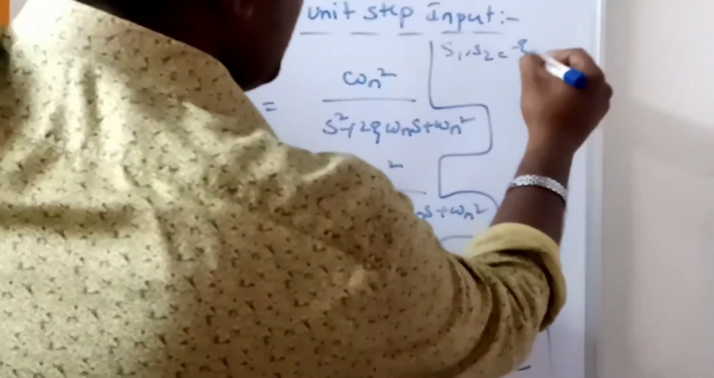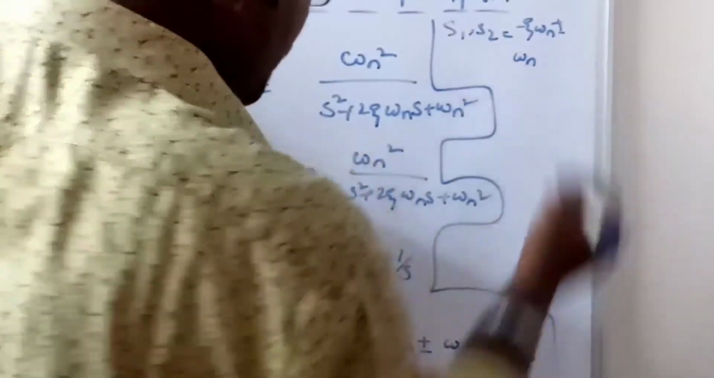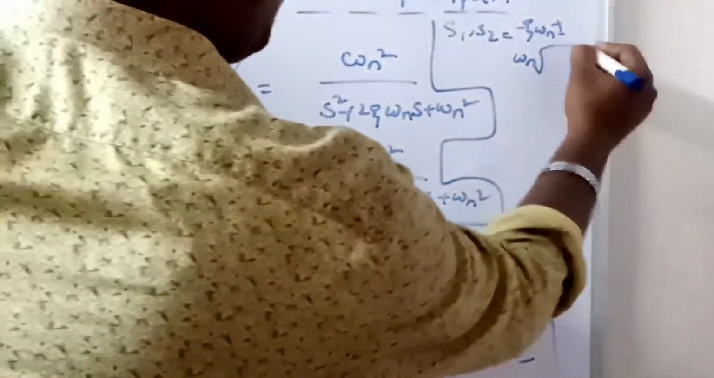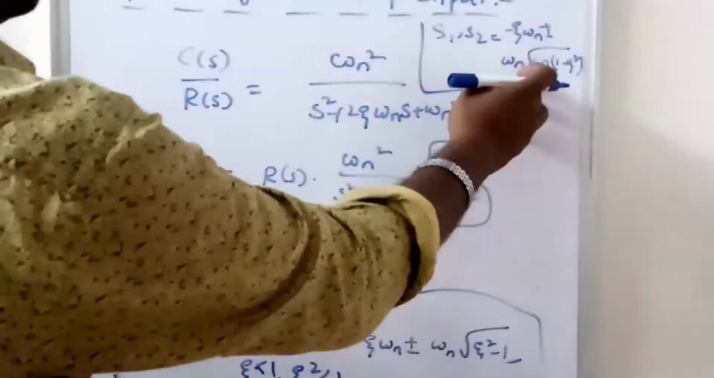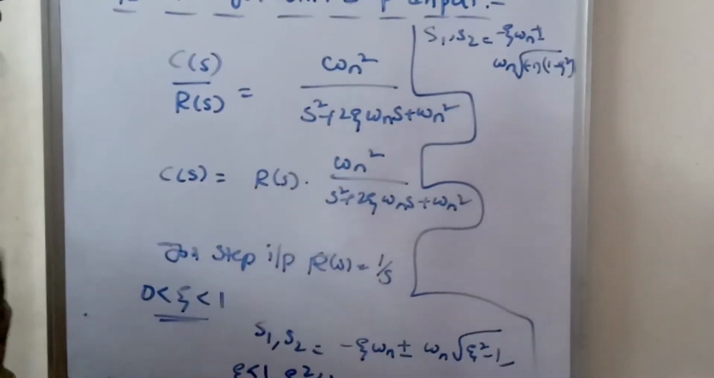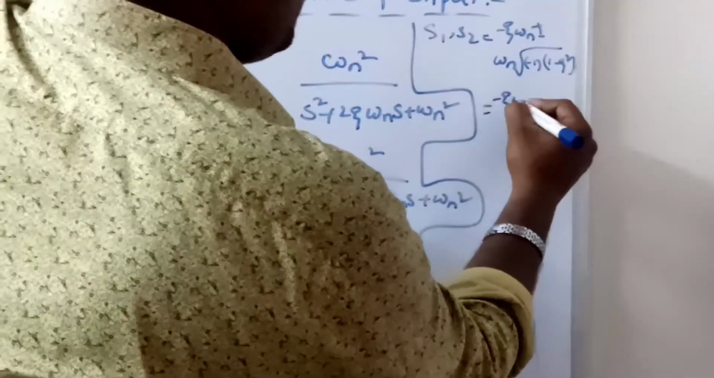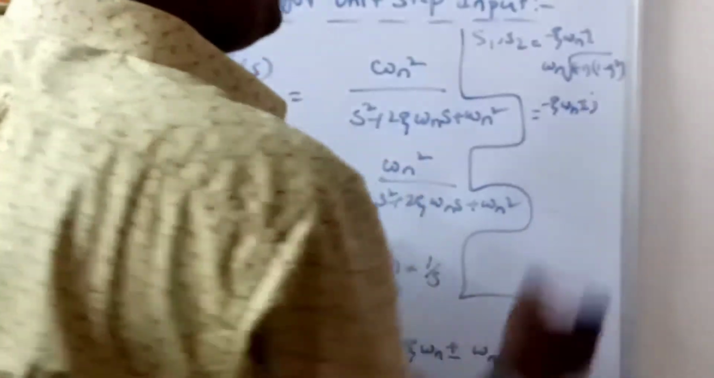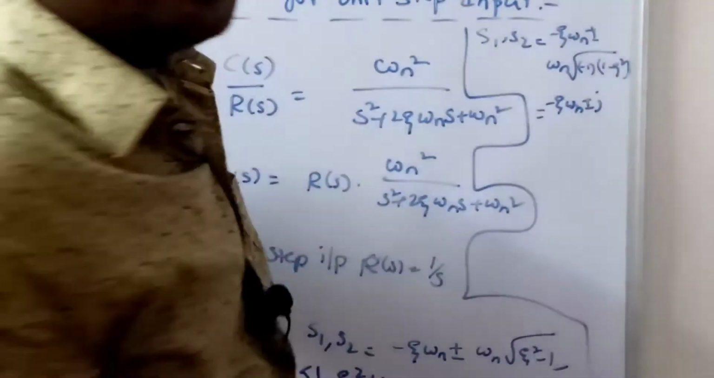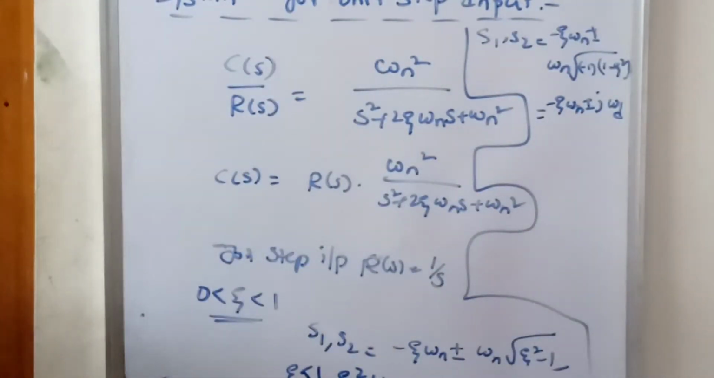So s1, s2 is equal to minus zeta omega n plus or minus, we take minus 1 common in the square root, so minus 1 into 1 minus zeta square. Multiplying this minus 1 back gives the same thing. Then it is equal to minus zeta omega n plus or minus omega n into square root of minus 1, which becomes j, the imaginary term, times omega n into square root of 1 minus zeta square, which is equal to omega d. We know this from the earlier stage.